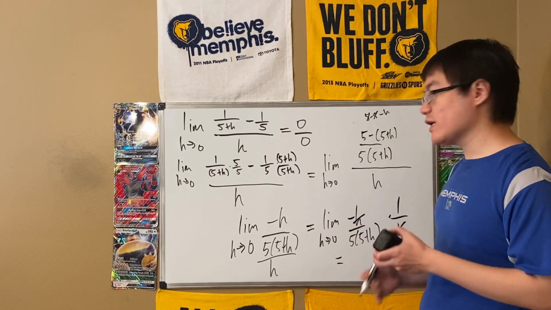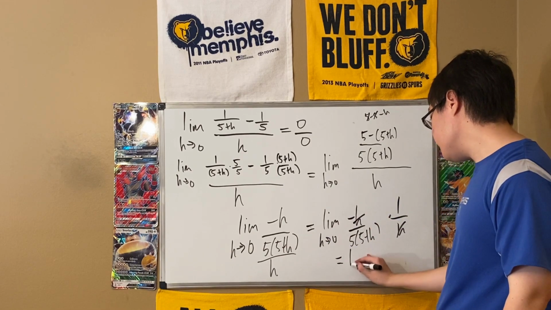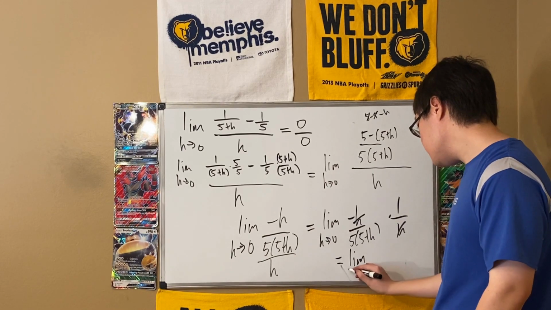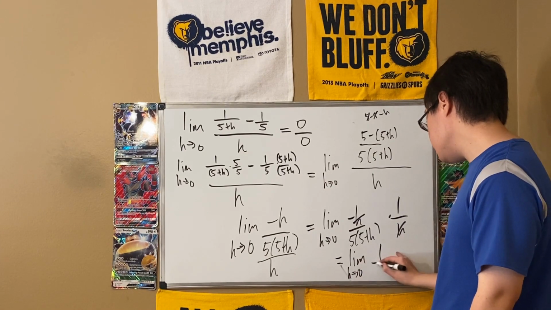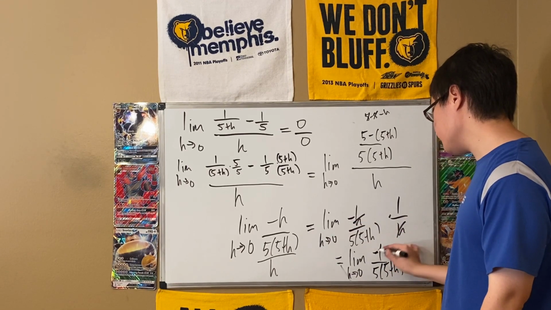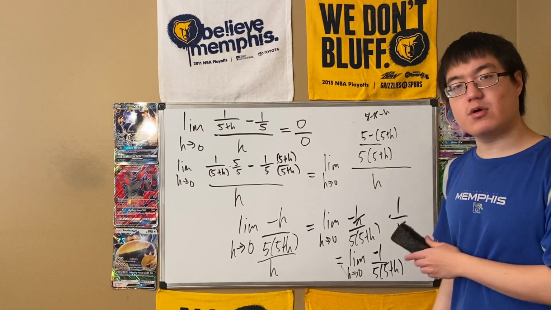So now, everything is good to go because we will get a number in the end. It looks like we have the limit as x, not x, but h, goes to 0 of negative 1 over 5 times 5 plus h. We certainly are not going to forget this negative because when these h's canceled, the negative didn't cancel. It looks like when we plug in 0, we will get a number.